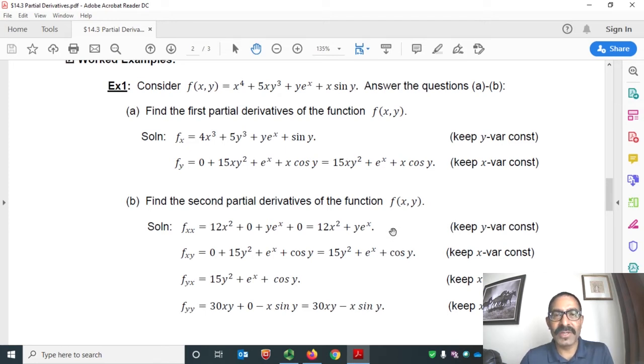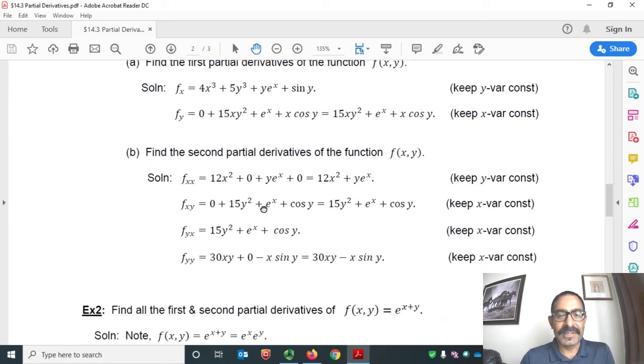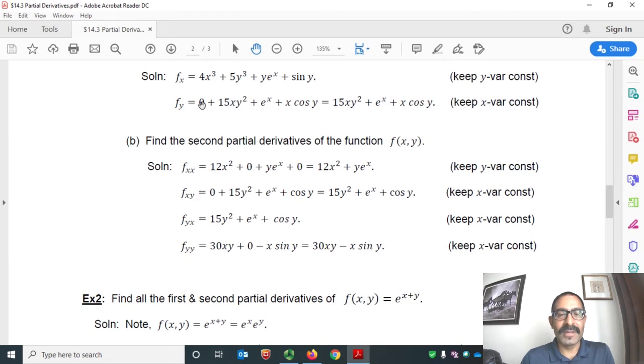It's slightly confusing the first time, because when you take a partial derivative with respect to x, you keep the y variable constant, and vice versa. Similarly, let's talk about fxy, which means let's take the partial derivative of fx with respect to y. That means x is constant, so x cubed is constant, so 0. Then this is 15y squared plus e to the x plus cosine y.